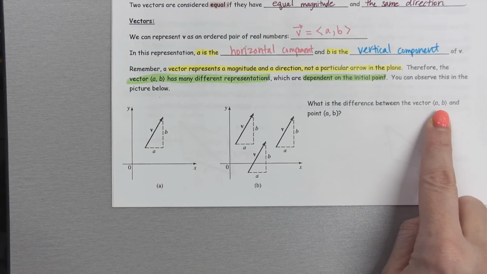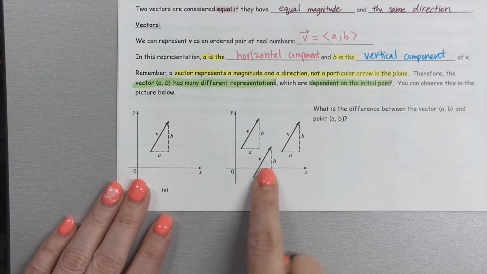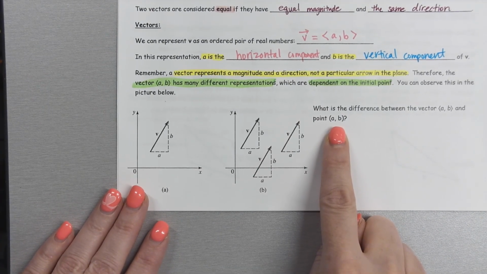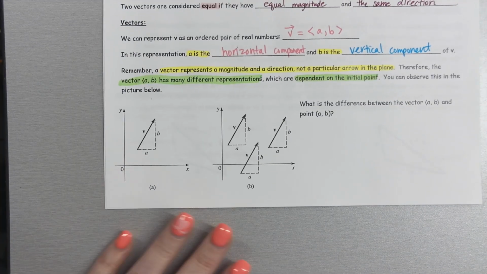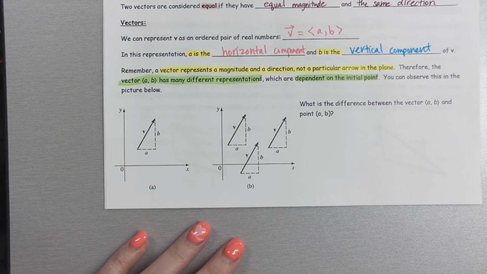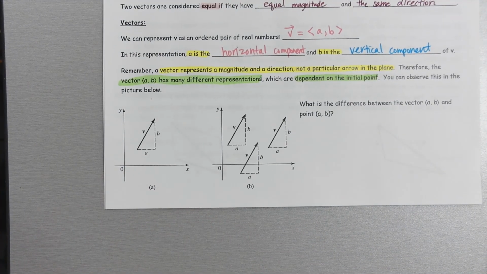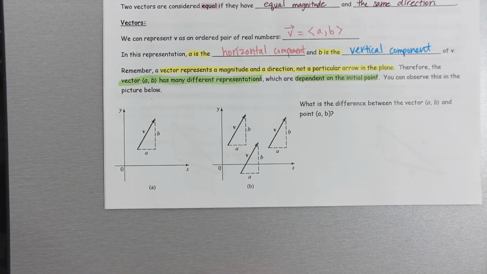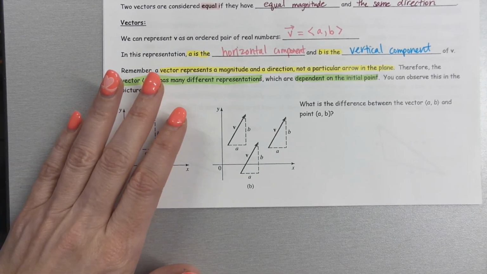So this vector has many different representations, but if you were to plot a point, could you put A, B anywhere in the plane? No. If I asked you to graph 3, 4, you should all have the same exact graph. If I asked you to graph the vector 3, 4, we could have 20 different representations. It all depends on the initial point.